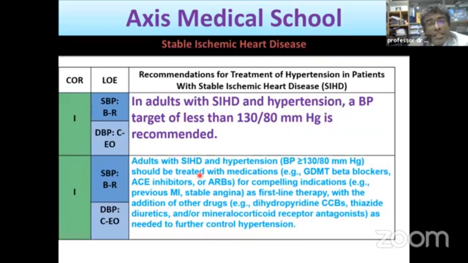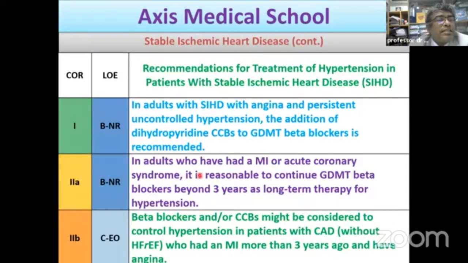So if a patient presents with hypertension with ischemic heart disease and low ejection fraction, this patient should be treated with first-line antihypertensive drugs like beta blockers or ACE inhibitors. ARBs should be given to improve the ejection fraction or to prevent remodeling of the heart. Along with this first-line therapy, if needed, we may add other antihypertensive medications like calcium channel blockers, thiazide diuretics, or mineralocorticoid receptor antagonists, as the ejection fraction is low, that is heart failure with reduced ejection fraction. This is another recommendation.